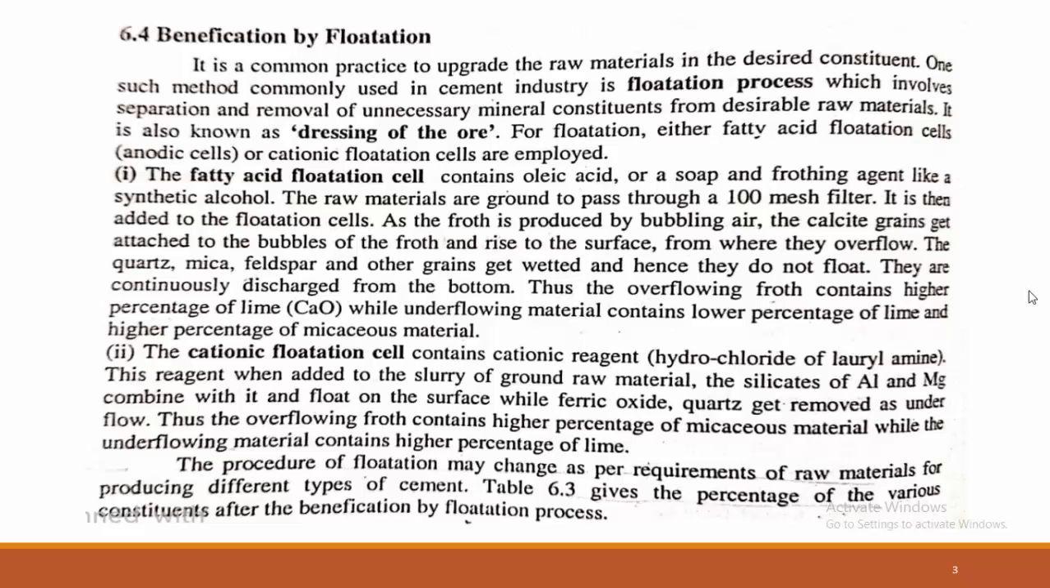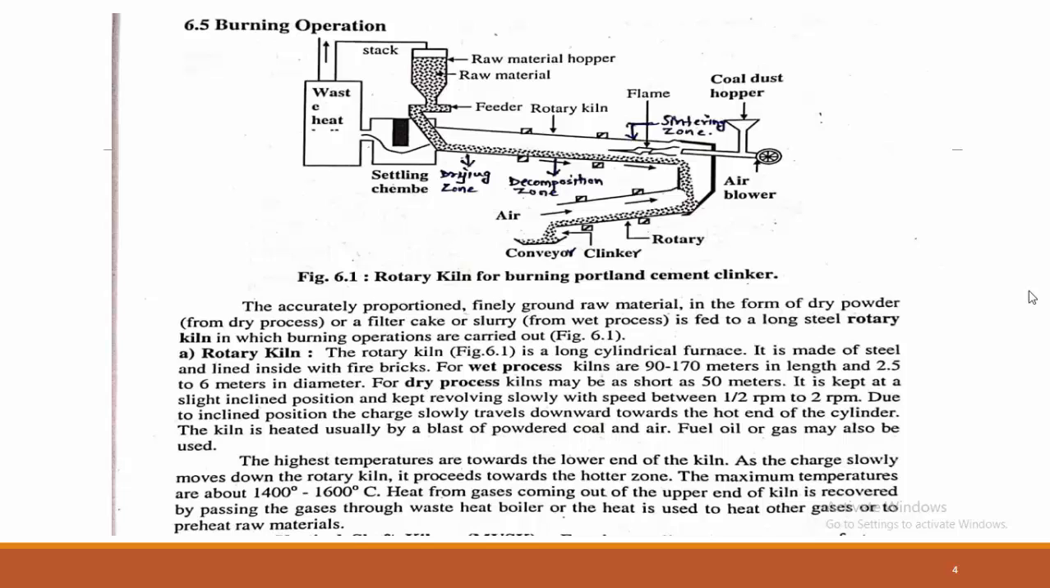So with this, a physical treatment of the raw materials can be done by using the beneficiation by flotation method. Further, once the beneficiation by flotation method is completed, the required raw materials are moved towards the rotary kiln, where the burning operation takes place. This is a very important and significant operation in the formation of the cement, that is nothing but the burning operation.